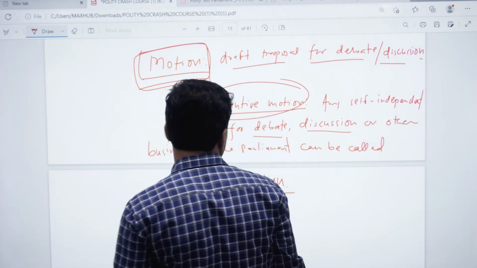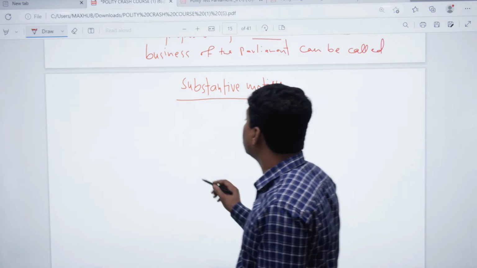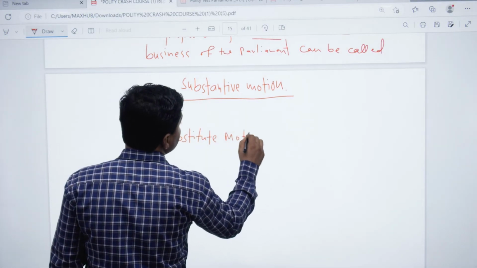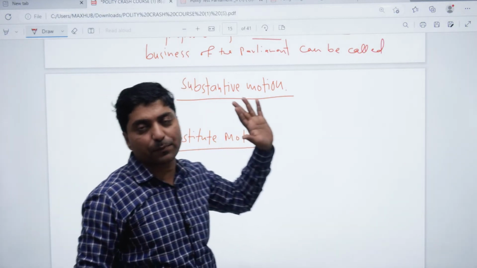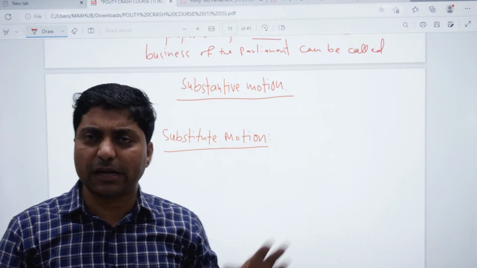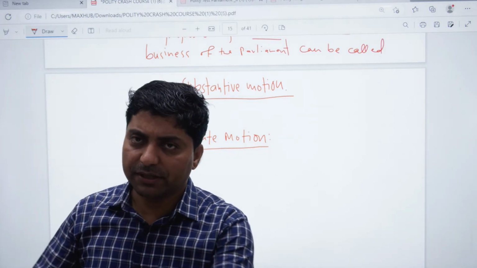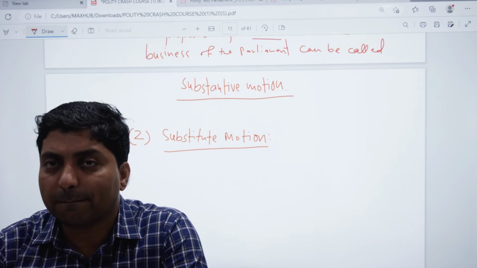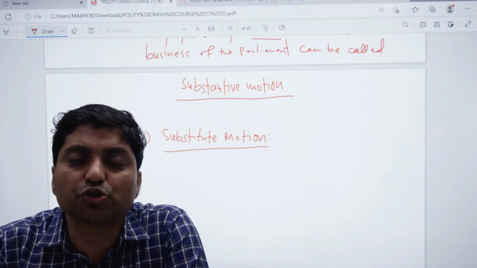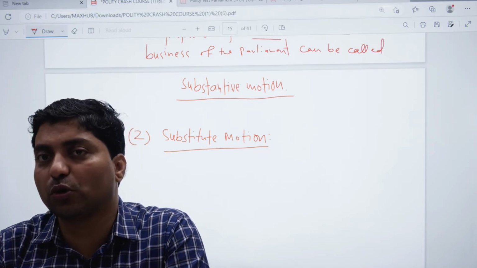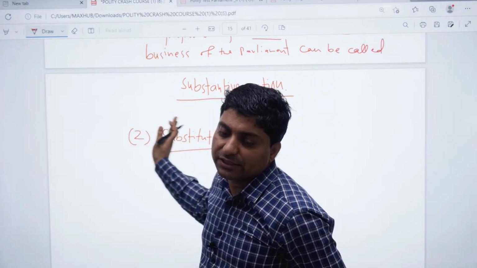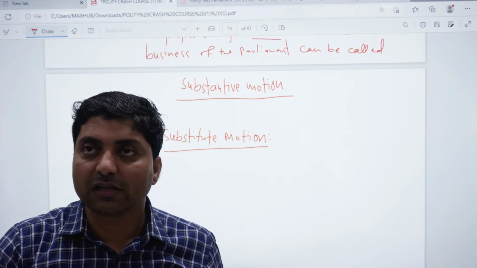Now, second is called substitute motion. First is substantive, second is called substitute motion. What is substitute motion? अब क्या होता है कि सेल्फ इंडिपेंडेंट प्रपोजल आपने डाल दिया, राइट, और फिर आपने एक ऐसा मोशन डाला, बट आपका माइंड बदल गया बाद में. You are an MP and you have put a motion, but next day or after 3 days or after 4 days, you have introduced a motion which is substitute to the original one. जो ओरिजिनली आपने जमा किया वो आप नहीं चाहते, आप कुछ अलग चाहते हैं, उसका सब्स्टिट्यूट चाहते हैं, राइट, उसका अल्टरनेटिव चाहते हैं. That is called substitute motion.